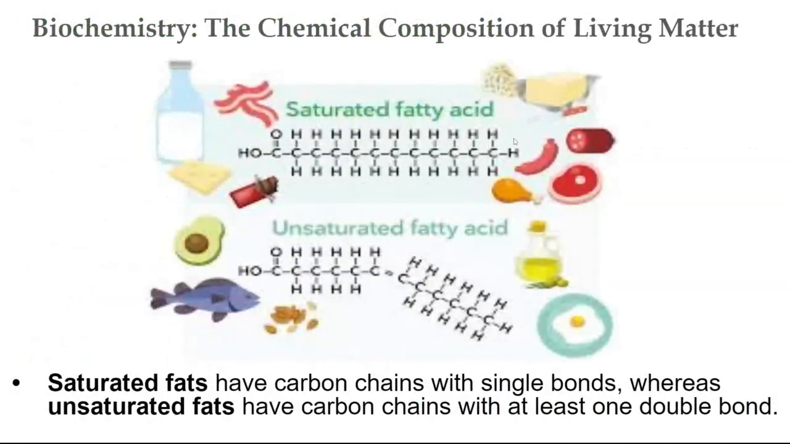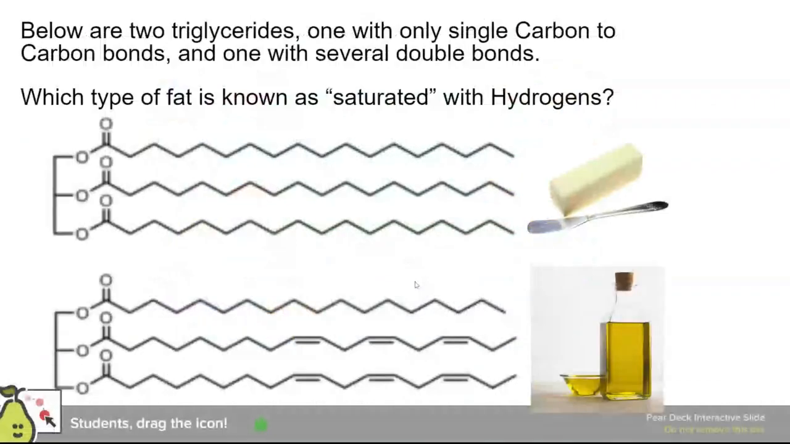So here we have our two examples. Saturated fatty acids are usually solid at room temperature. So we have meats and butter, some cheeses. These are saturated. Unsaturated are going to have that kink in it. We have oils. Fish and avocado also have unsaturated fats. Those omega fatty acids are unsaturated. They have kinks in them.